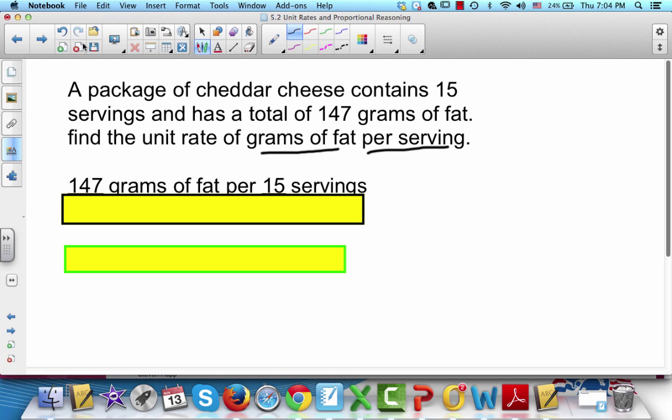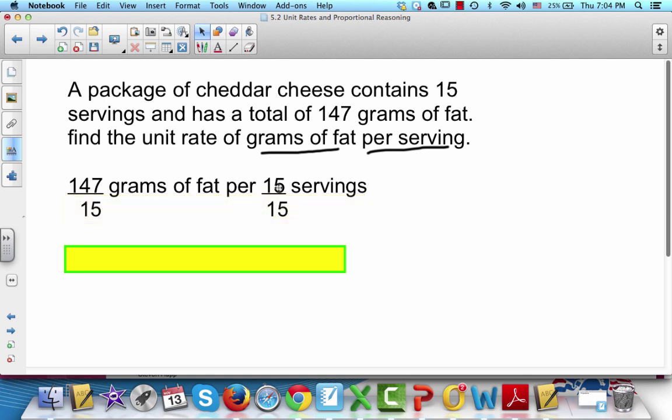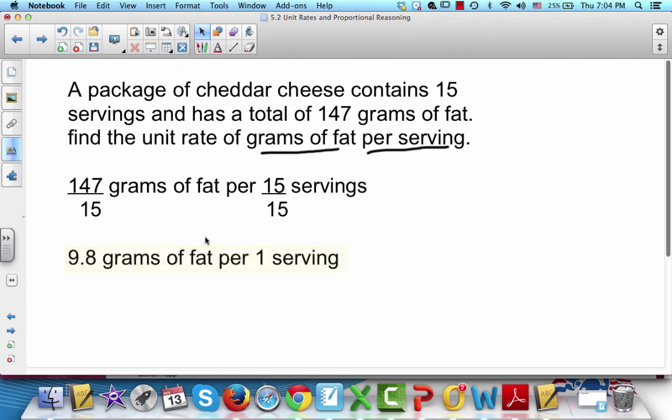So what are we going to do to be able to get this down to a unit rate? Remember we said divide both amounts by the second amount. So what are we going to divide by? Yes, we're going to divide by 15. So we divide 15 by 15 and 147 by 15. And we get 9.8 grams of fat per 1 serving. See, 15 divided by 15 is 1. 147 divided by 15 is 9.8.